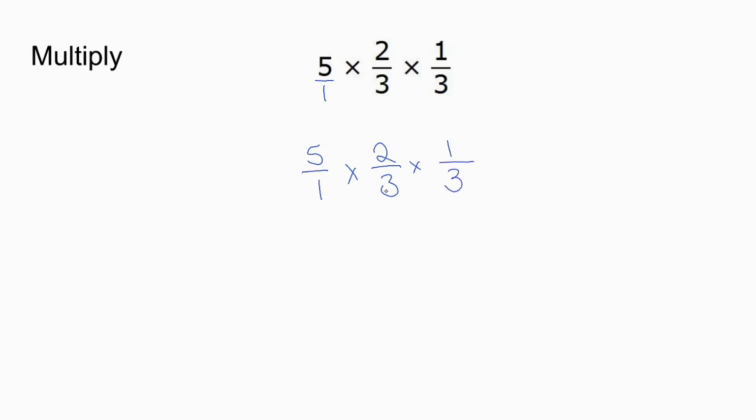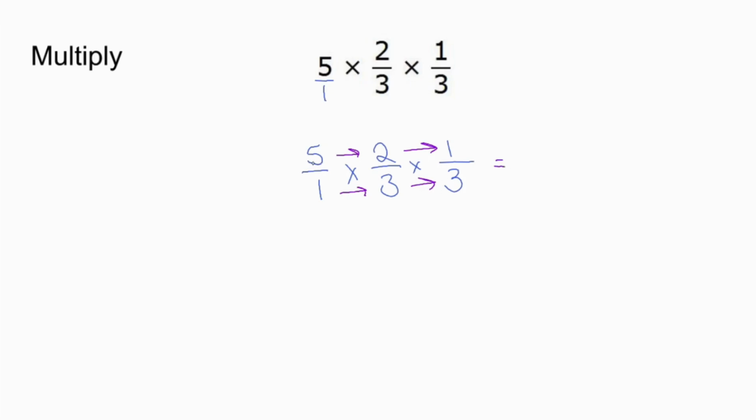Now, when you multiply two fractions, you multiply straight across the numerator and straight across the denominator. The rules don't change when you multiply three fractions. So I'm going to multiply these three numbers in the numerator together, straight across the top, and I'm going to multiply these three numbers in the denominator together, straight across the bottom.